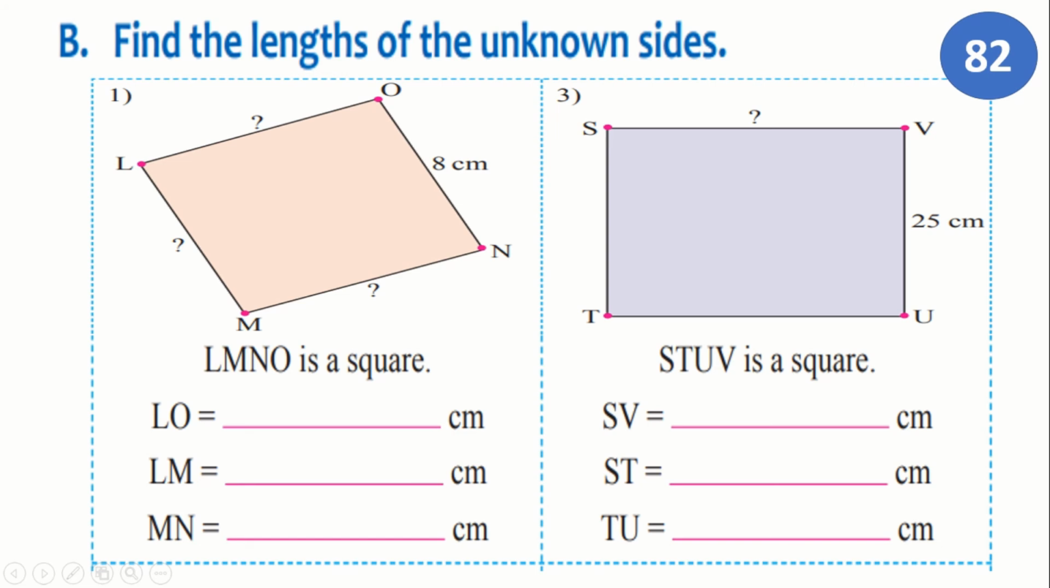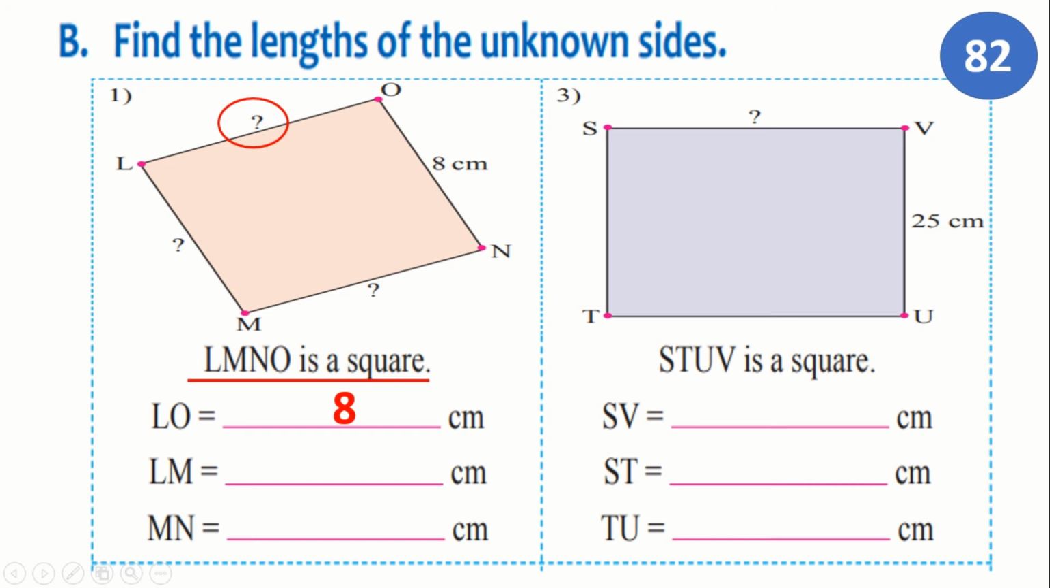LMNO is a square. This is a square now, students. I say that LMNO is a square. Okay, if this is a square, all sides are the same, equal sides. If you have here one side is 8, then this side is the same as the other side. This is 8 centimeters, then you have here LO is 8 centimeters.